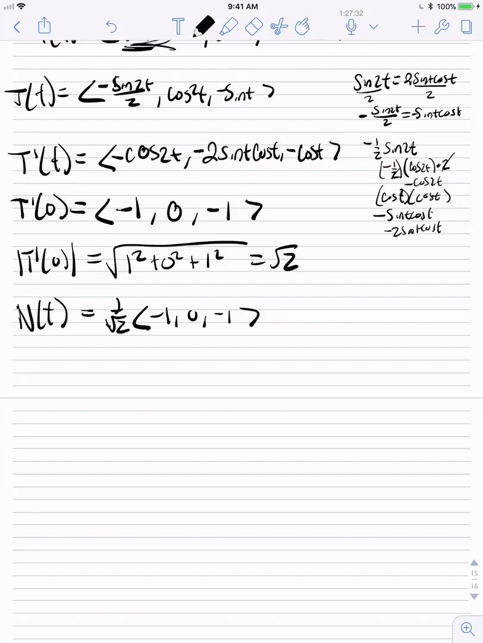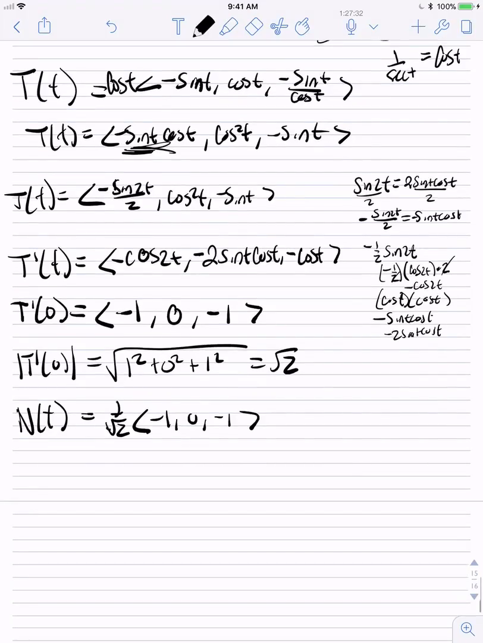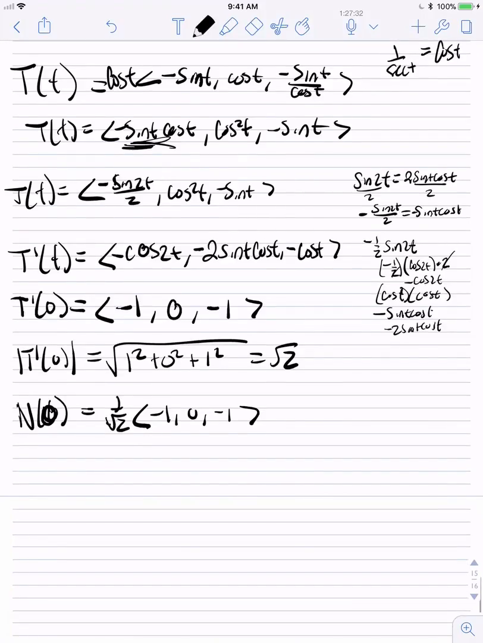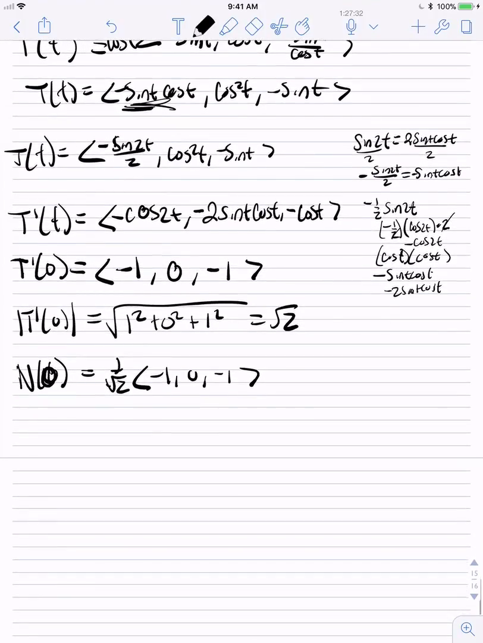Okay, so now we have n of t. Actually, this is n of 0, not n of t. Now that we know n of 0, we can find t of 0, which is right here. We could have done that before, but we can do that now. If we plugged in 0 for that, we would get 0, 1, and 0.